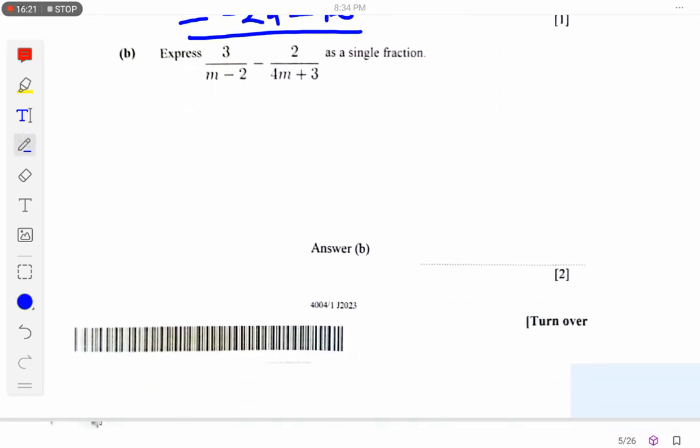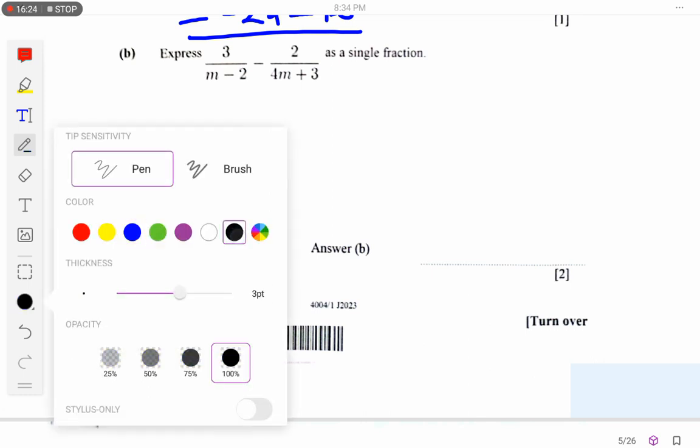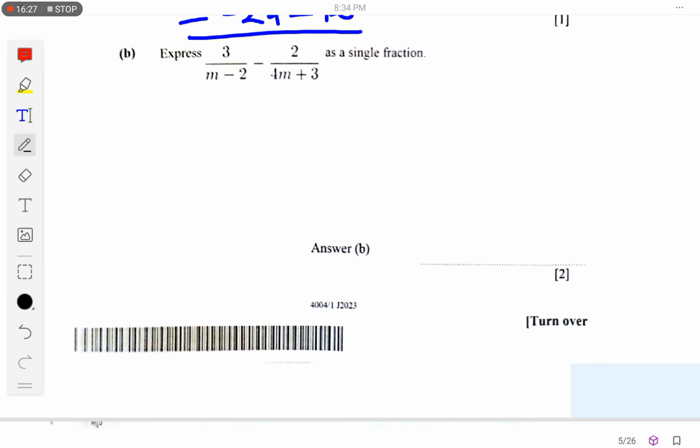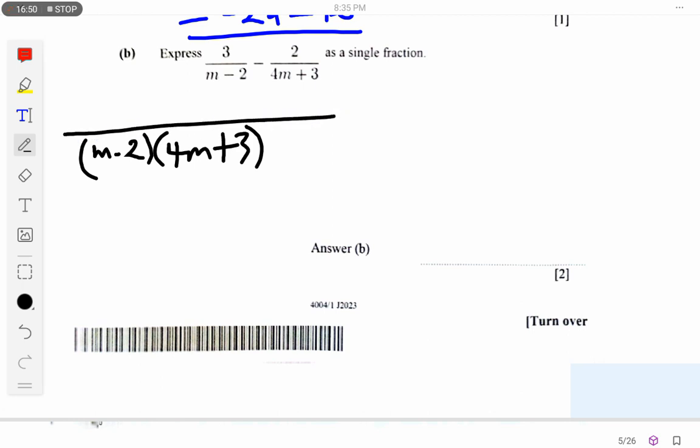Let's move on. This question here is asking us to express 3 over m minus 2 minus 2 over 4m plus 3 as a single fraction. Okay, so what we do, we find the common denominator. So you can simply multiply these two and say our common denominator is going to be m minus 2 and 4m plus 3 like that. Okay, so this is our common denominator. Now to get our numerators, we are going to divide the denominator by this one. Then the result, we multiply it with 3. We do the same for the 2.